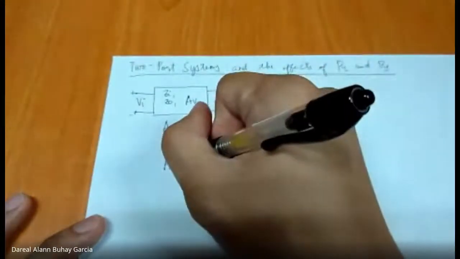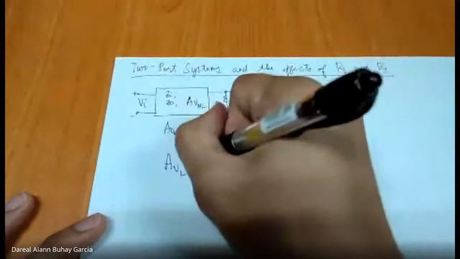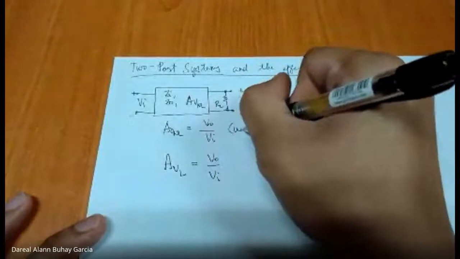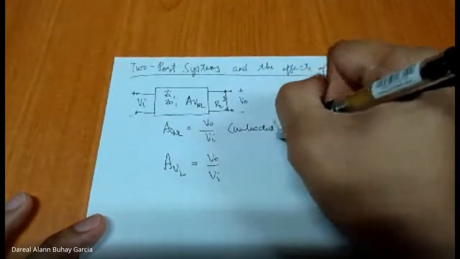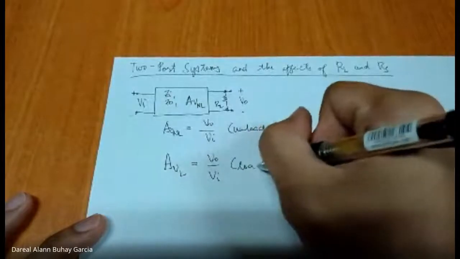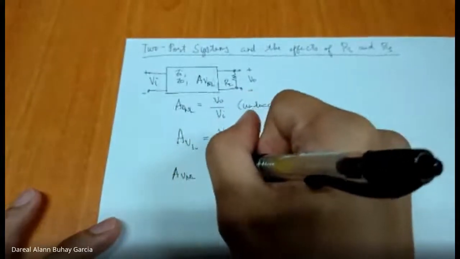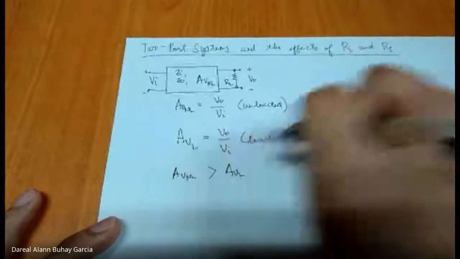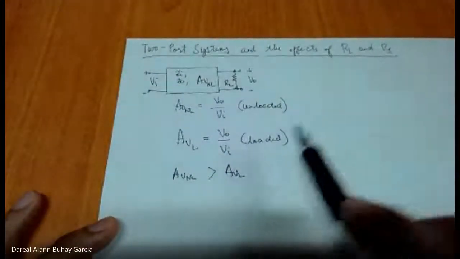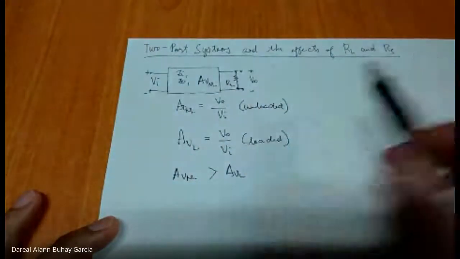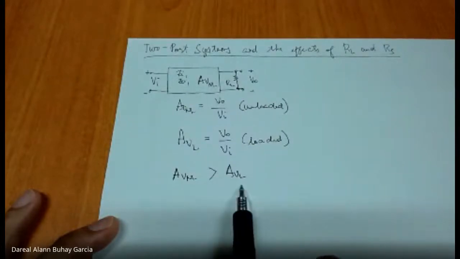So AVL would be the loaded voltage gain. It's still equal to VO over VI. So unloaded, loaded. And let's take note that AVNL will always be greater than AVL. With the addition of the load, our overall gain is substantially reduced. So AVNL would always be greater than AVL.